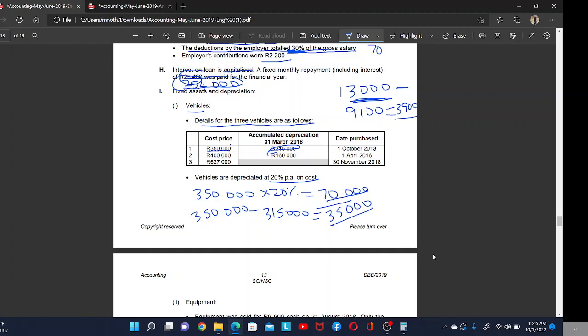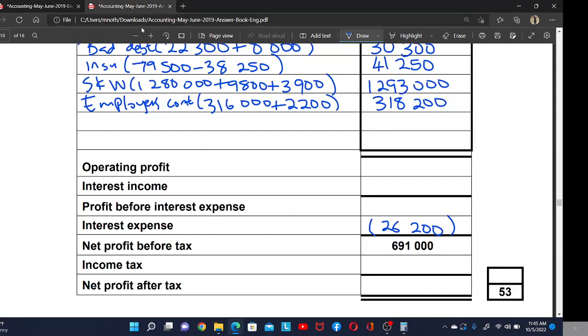So we were supposed to depreciate the vehicle by this amount. But because we are not supposed to leave the vehicle with a zero value, we are supposed to leave the vehicle with at least a 1 rand value. So we're going to subtract 1 rand, meaning that the remaining amount, 34,999, is the depreciation.